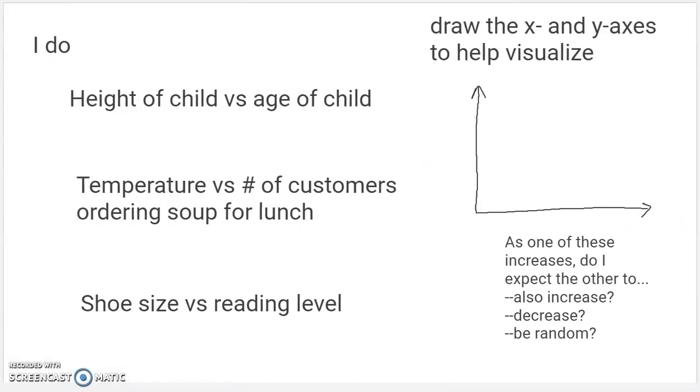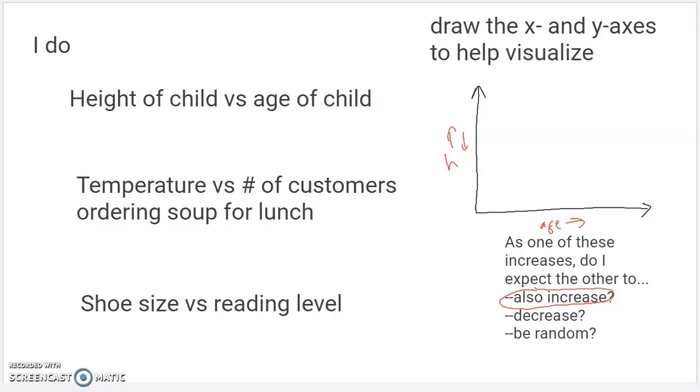That's my first tip. Second tip is to just ask yourself the correlation question. As one of these increases, do I expect the other to also increase, to decrease, or to be random? So just thinking logically, as age increases, do I expect height to increase, decrease, or be totally random? I feel like I expect it to increase. I'm used to kids getting taller as they get older. Usually, though of course not always, this is statistics, older kids are taller than younger kids most of the time.